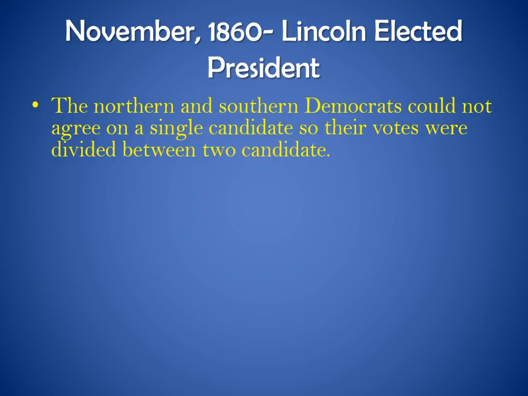Okay, this is a little bit tricky, so again, if you're not sure, please see me for clarification. The Northern and Southern Democrats could not agree on a single candidate, so their votes were divided between two candidates.